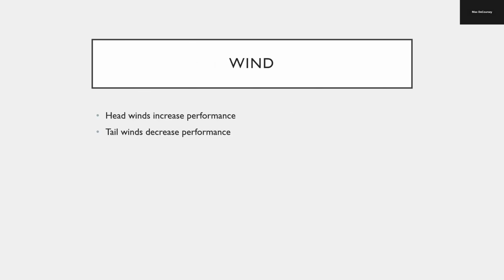Wind. So headwinds increase performance, tailwinds decrease performance. This is in relation to takeoff and landing, right? At takeoff, a headwind is going to decrease your takeoff roll, and a headwind is going to decrease your landing roll. A tailwind is going to increase your takeoff roll, and a tailwind is going to increase your landing roll. Always avoid taking off and landing with a tailwind if possible.